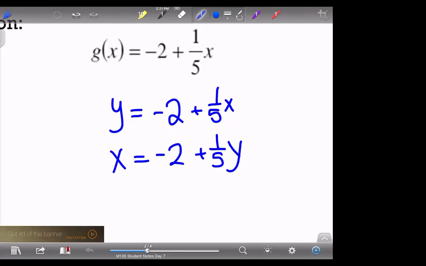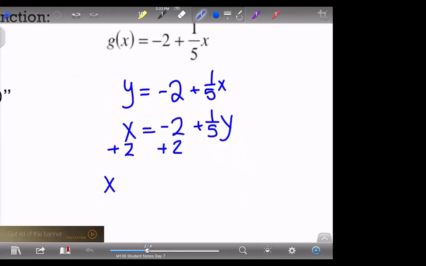Step number 3, we want to solve for y. We want to get y by itself. So we're going to start off by adding 2 to both sides. So x plus 2 now on the left equals 1/5 y. In order to eliminate the fraction that's in front of y, we want to multiply by 5/1, which is just 5. So we're going to multiply both sides by 5.